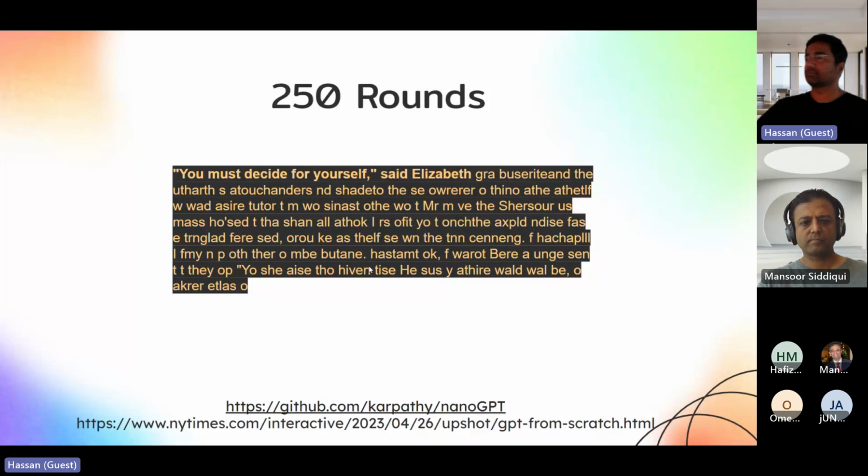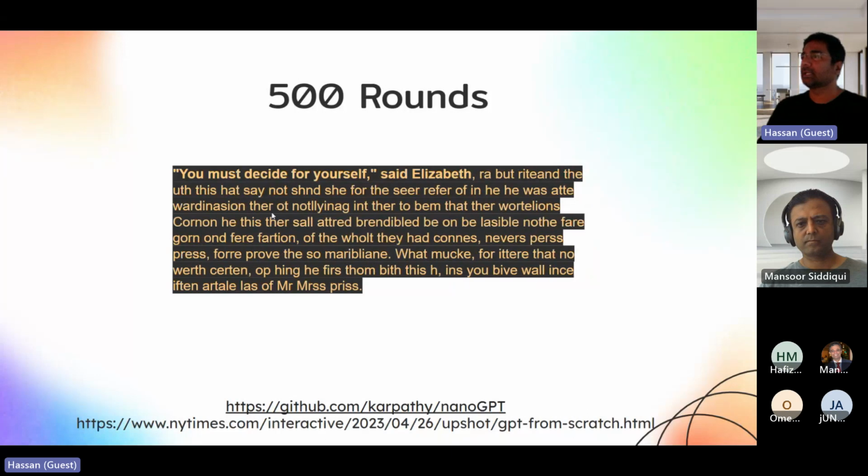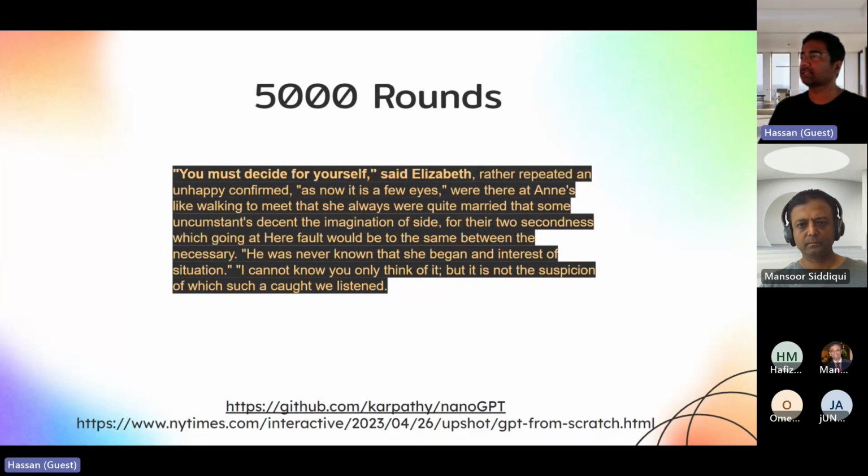So it has developed some understanding of punctuation, of how that would look, but still the words don't really look like English. Maybe some of them do, but that might be coincidence. After 500 rounds, we start seeing some English words appear. So "the", "not", and the sentences are starting to look more like English sentences.